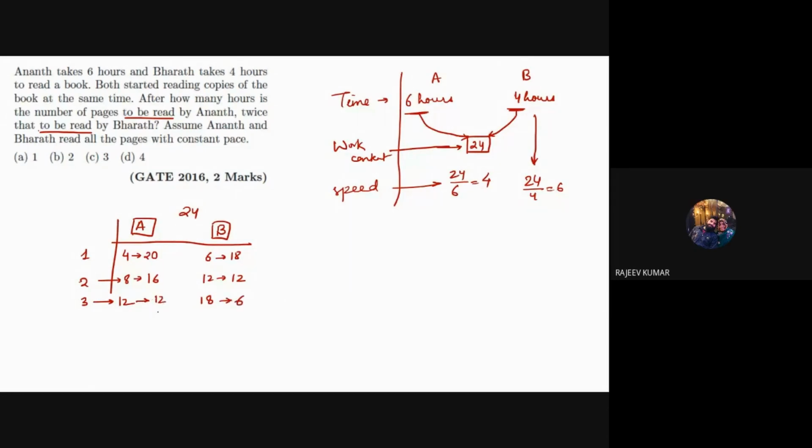So now the pages to be read by Anant are twice the pages to be read by Bharat. So after 3 hours, you will get the correct answer. Right? So this is option 3. It is correct.